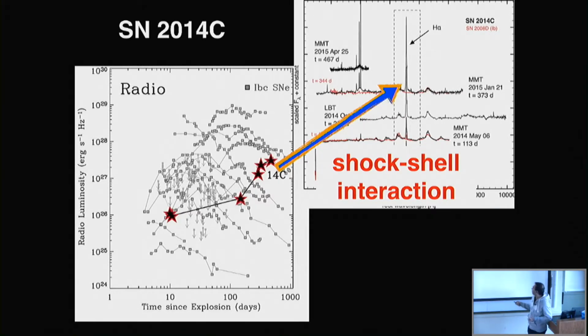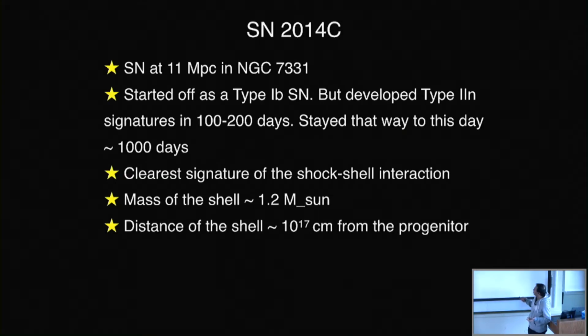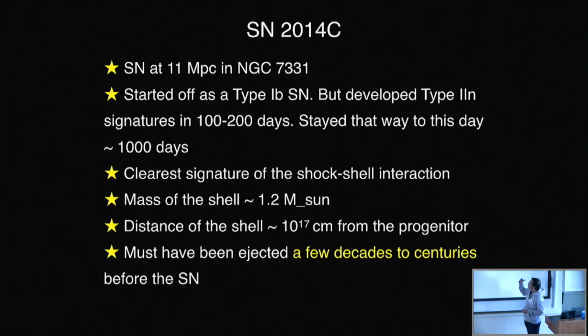So this is the shock shell interaction, and a brief description about this supernova. There is a shock shell interaction happening at around 200 days, and we estimated what the mass of that shell must be. It's about a solar mass of hydrogen sitting there.